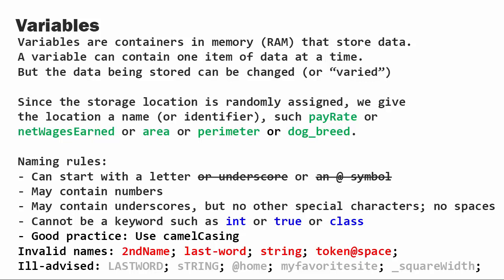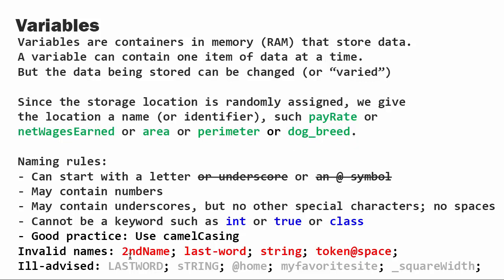The best practice is to use camel casing. So your variables all start with a lowercase letter. Everything is in lowercase except for the first letter of subsequent words. Thus the name camel casing. You get this little hump for each of the uppercase letters. So some valid names would be things like pay rate, net wages earned, area, perimeter, or dog_breed.